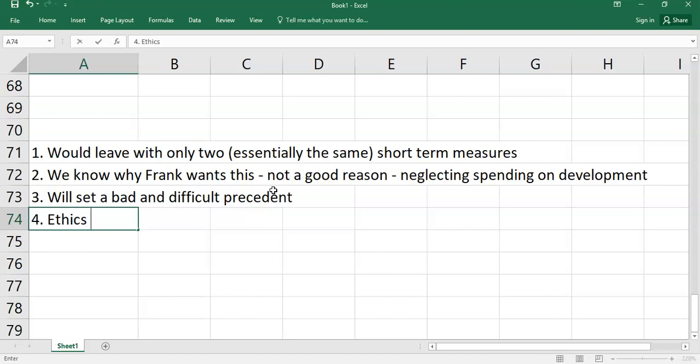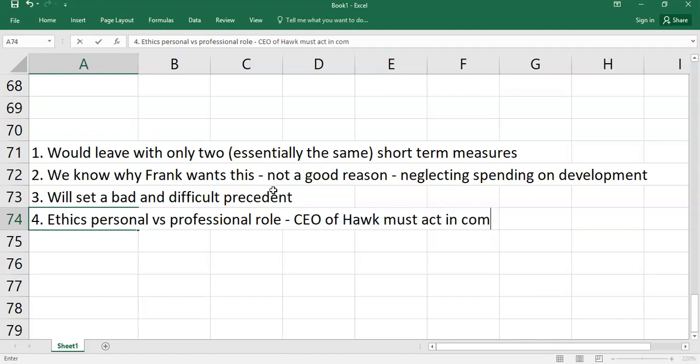And the ethics then is the personal versus professional role. How do you deal with that? How do you not damage your personal relationship or let it influence you? The CEO of Hawke must act in the company's best interest. So you can't be too heavily influenced by your personal relationship as being a brother-in-law. You have a role as CEO and your chairman. Henry Jones is chairman as well. You have to make sure that you understand your responsibilities to the company and to the shareholders of that company. So it's not an easy one.